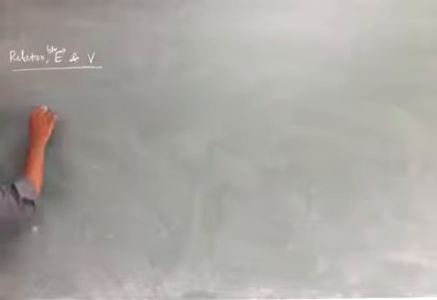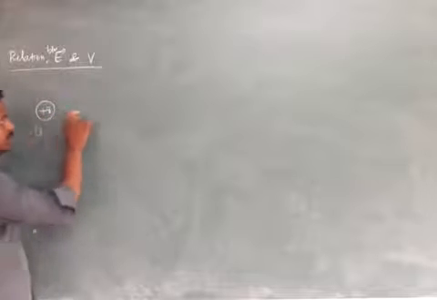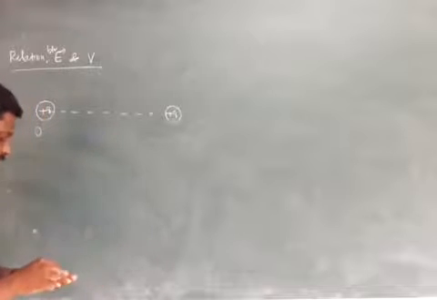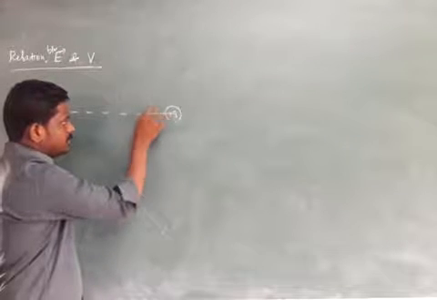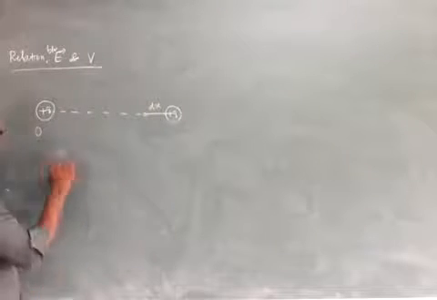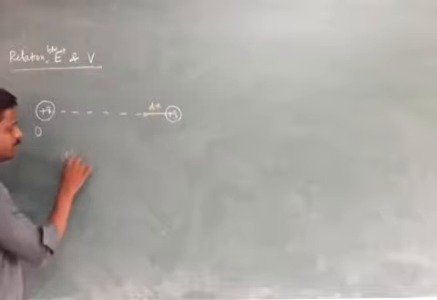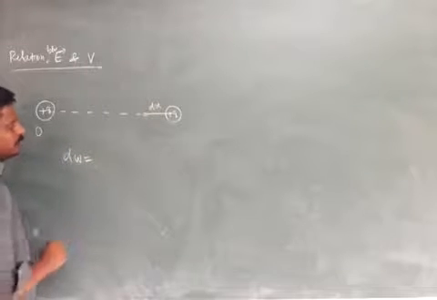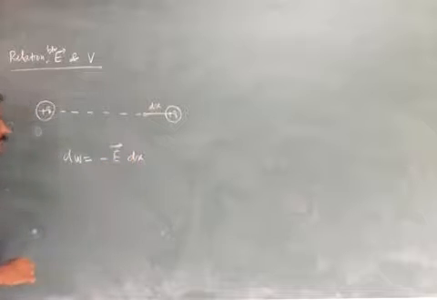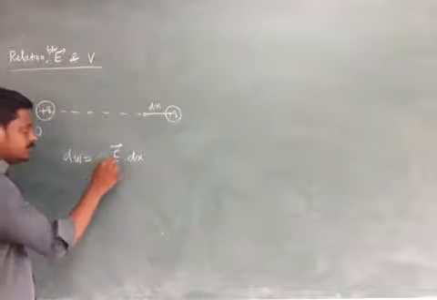So consider a charge plus Q placed at the origin O. Consider another charge plus Q. We apply some force to shift the charge a small distance dx. We are applying some force and it moves, which means some work is done. So a small work done dW is equal to minus E dot dx, where E is the electric field vector.